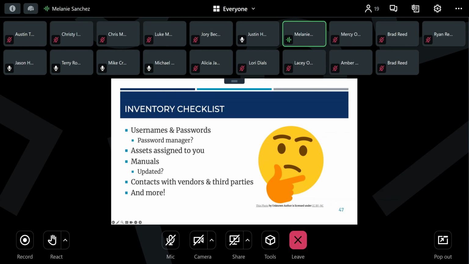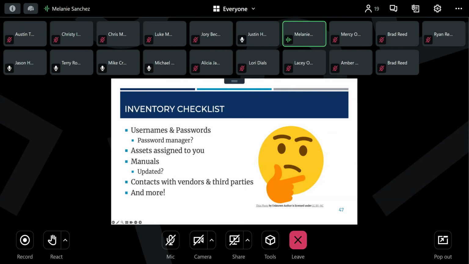Assets assigned to you. So don't forget about your company assets whenever people are leaving. You can document equipment, devices, and tools that are given to them and try to get return or reassignment. Just have a plan for those assets. Manuals, right? So we want to make sure that those manuals are updated and documented.